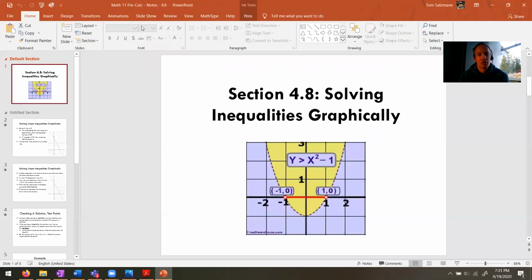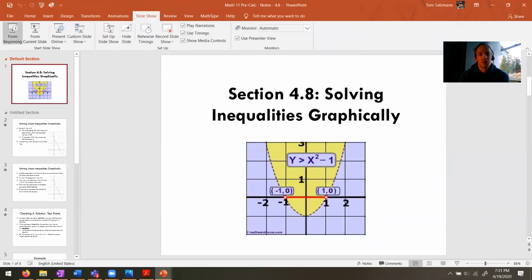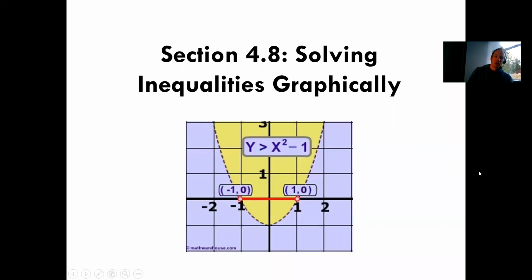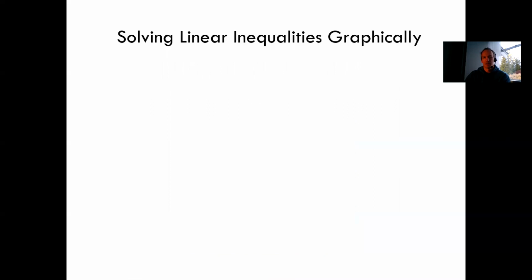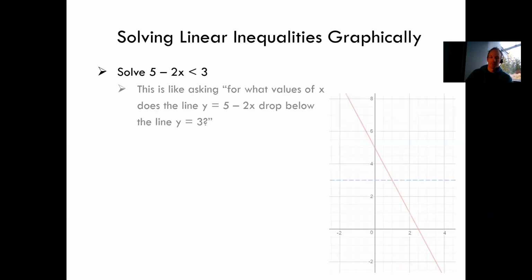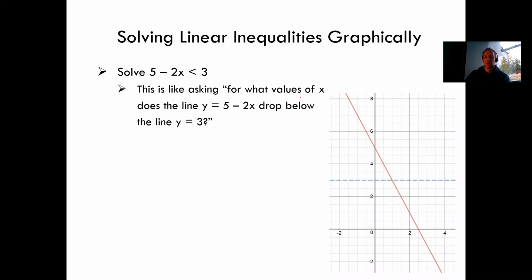All right, so let's have a look here. Starting from the beginning, this is section 4.8. We are solving inequalities graphically. The first thing I'm going to show you is a linear inequality. If I ask you to solve 5 minus 2x is less than 3, this is like saying, for what values of x does the line y equals 5 minus 2x drop below the line y equals 3? One big important thing is we have to understand that this half is its own line.